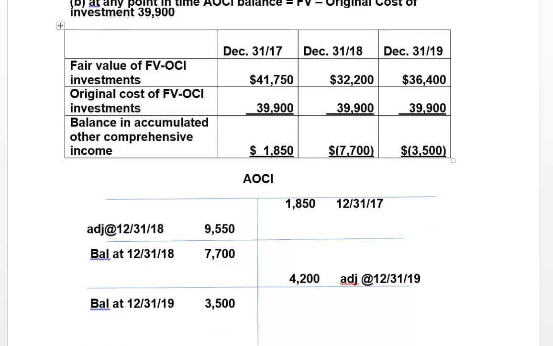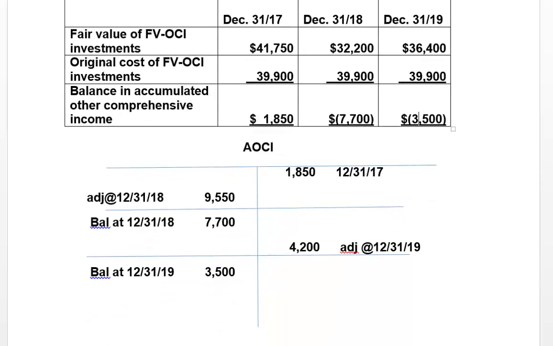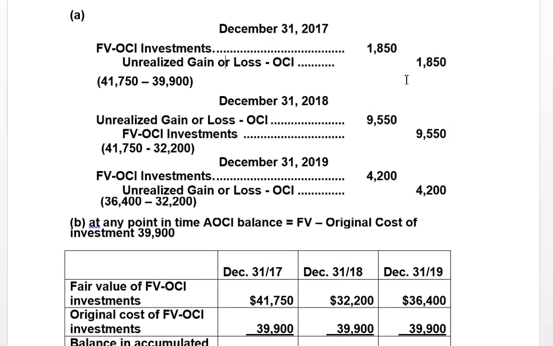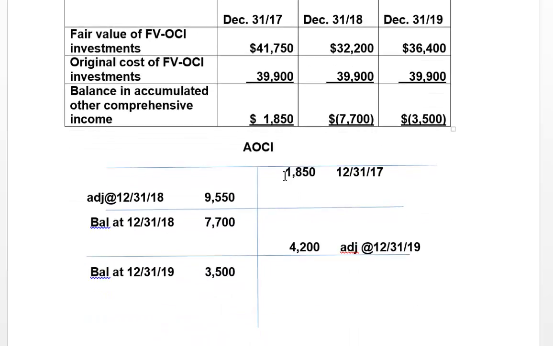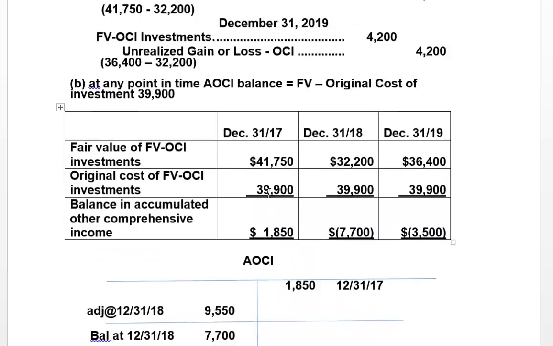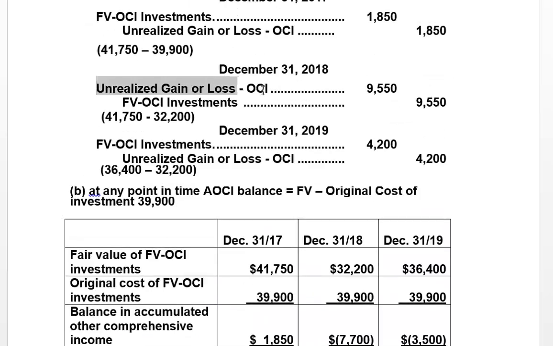If you want to see it in a T account for the AOCI account, let's have a look. Again, we know that when we recorded the unrealized gain credit right up here for $1,850, and the shareholders' equity side of it in AOCI, it got built up to $1,850. We also know that in 2018 we made an adjustment, right? We brought it down in 2018, so we debited the unrealized gain or loss because our investment went down from the new carrying value at the end of 2017, $41,750, to $32,200, right?